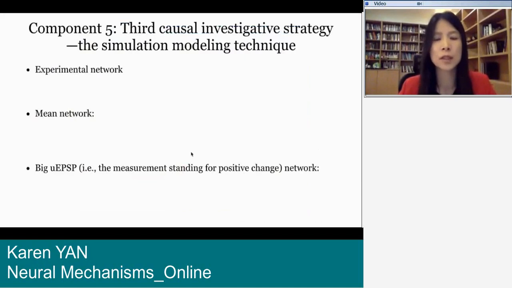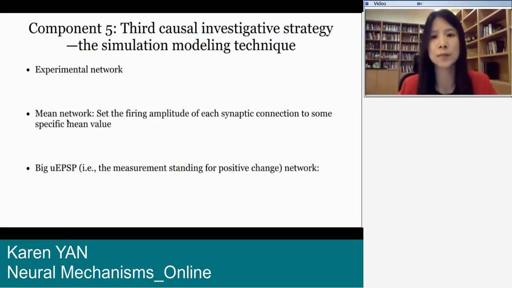The first network they term the experimental network, which is exactly based on the recording data. The second one is the Ming network. What they do is that while the network is mostly based on the recorded data, they tweak one thing: they set the firing amplitude of each synaptic connection to some specific Ming value. What this means is that in this Ming network, you don't have some neurons providing strong excitatory output to other neurons. All the output from the neurons is set to some relatively Ming value. There's no strong excitatory output in this network.